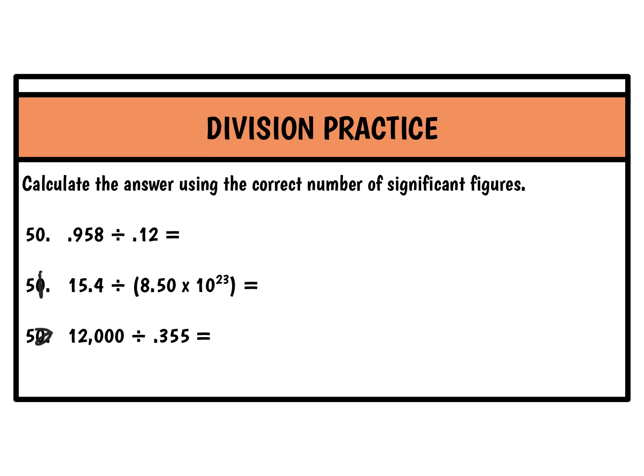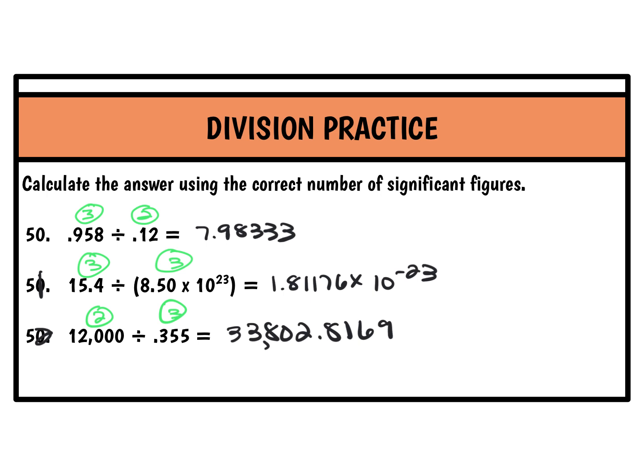And then finally, guys, we're going to do some division problems. Again, it's the same rule that we had with multiplication and division. We want to go ahead and look at each of the numbers that we're dividing, figure out which one has the fewest number, and then ensure that our final answer has the fewest number of sig figs. So go ahead, solve these problems, pause the video, and come back and check your answers.